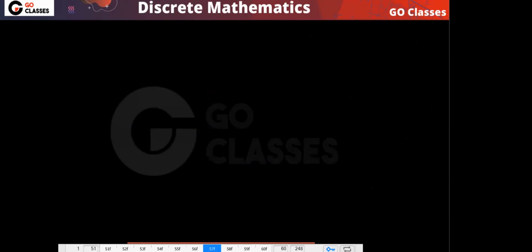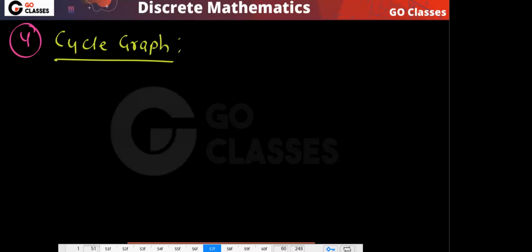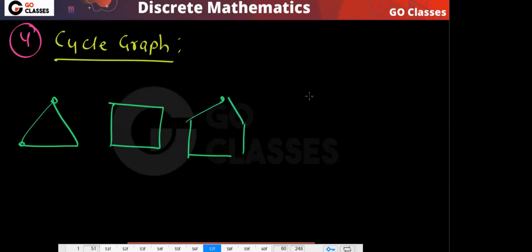Let's see the next category of graph. The next category is the cycle graph. You can notice this is your C3, this is your C4, this is your C5, this is your C6. So tell me what I can do for a cycle graph. This is C3, so the chromatic number is 3, because this is a complete graph, so every vertex should get a different color.